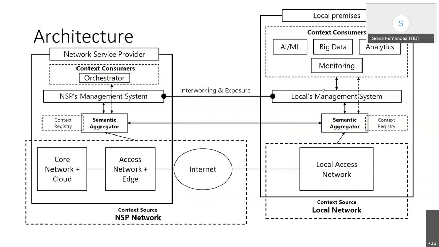Apart from that, we started to think how we can integrate this semantic framework into a general and common architecture using the current projects that we are working on. As you can see here, we add the semantic aggregator plus the context registry in two possible domains, the network service provider domain and the local one. These two domains will be able to interwork also at this level, and by doing this, all the elements available and allowed by the network service provider can be used by the local semantic aggregator to be requested by the local service application, such as artificial intelligence, some monitoring platform, or whatever application is needed in the local domain.